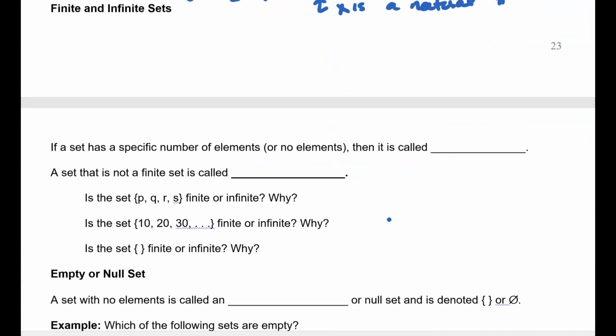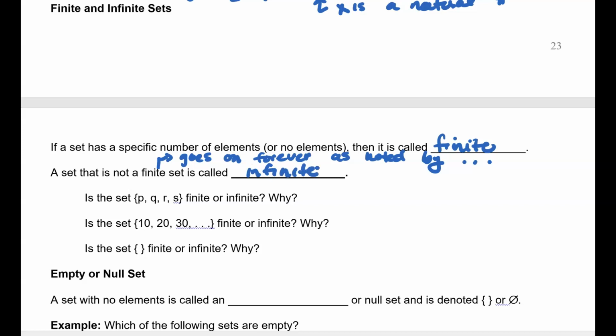So let's talk about finite and infinite sets. I've talked about this a little bit. I just mentioned the ellipsis and what that means. Anytime a set has a specific number of elements or no elements, then we call it finite. So if you don't see the dot, dot, dot, that ellipsis, then we say that's a finite set, it ends. A set that is not finite, so that means it goes on forever, as noted by the ellipsis, dot, dot, dot, then we call it an infinite set, because it goes on forever and ever.